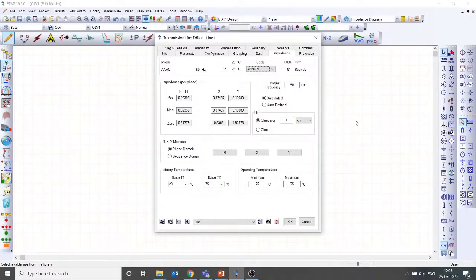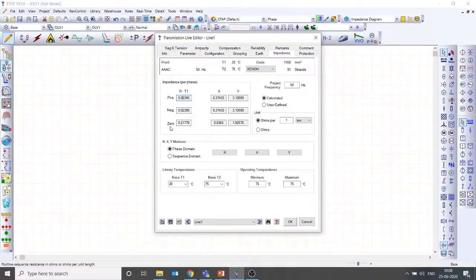This also gives a beautiful idea of what the positive sequence, negative sequence, and zero sequence are. You can see positive sequence is 0.02395 ohms per kilometer, that is the resistance. Positive sequence and negative sequence are equal for resistance, reactance as well as susceptance.